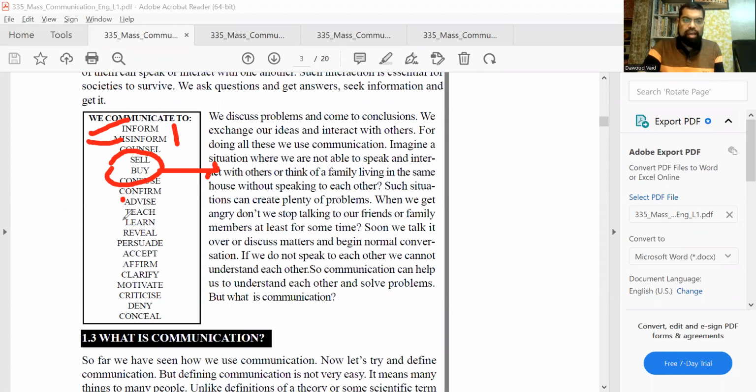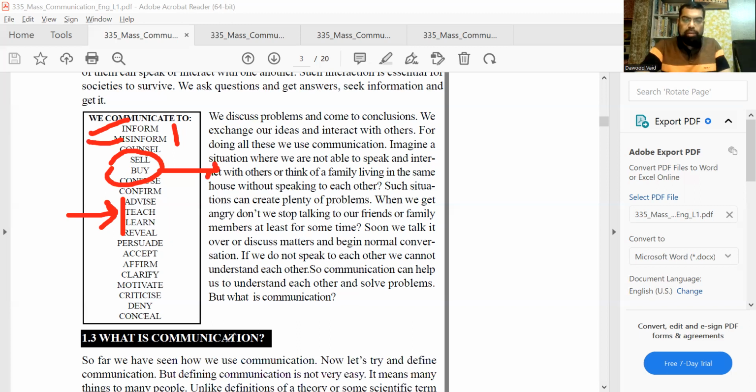Then remember, educate is the word I use. So what do teachers do? They advise, they teach, and we learn. And so you don't have to remember everything. Remember 5 main points why we communicate. These are the reasons we communicate our message.